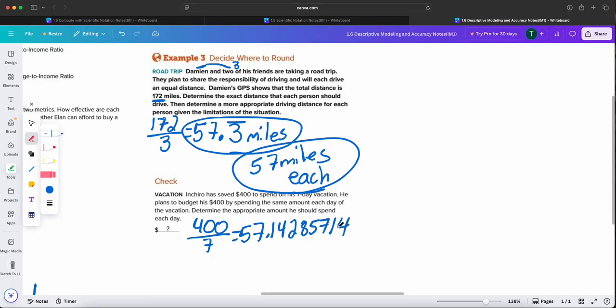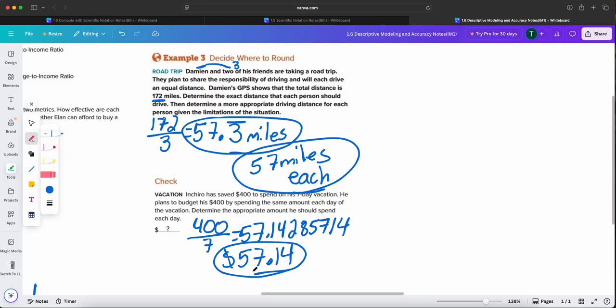Well, money only goes to 2 decimal places, and you can spend a certain amount of change each time, so it would be appropriate to round to the correct cent value. So in this case, the appropriate rounding would be $57.14.